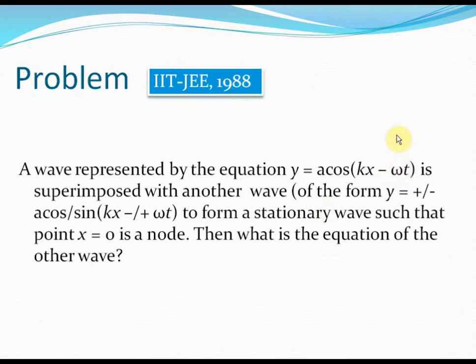This other wave could be of this form. It could have a plus or minus sign in front of it. It could be a cosine or sine based wave. It could be traveling in the same direction as this wave or in a direction opposite to that of this wave. We have to find out the exact equation of the other wave that has been superimposed on this wave to form a stationary wave such that point x equal to 0 is a node. Let's see how we can proceed.